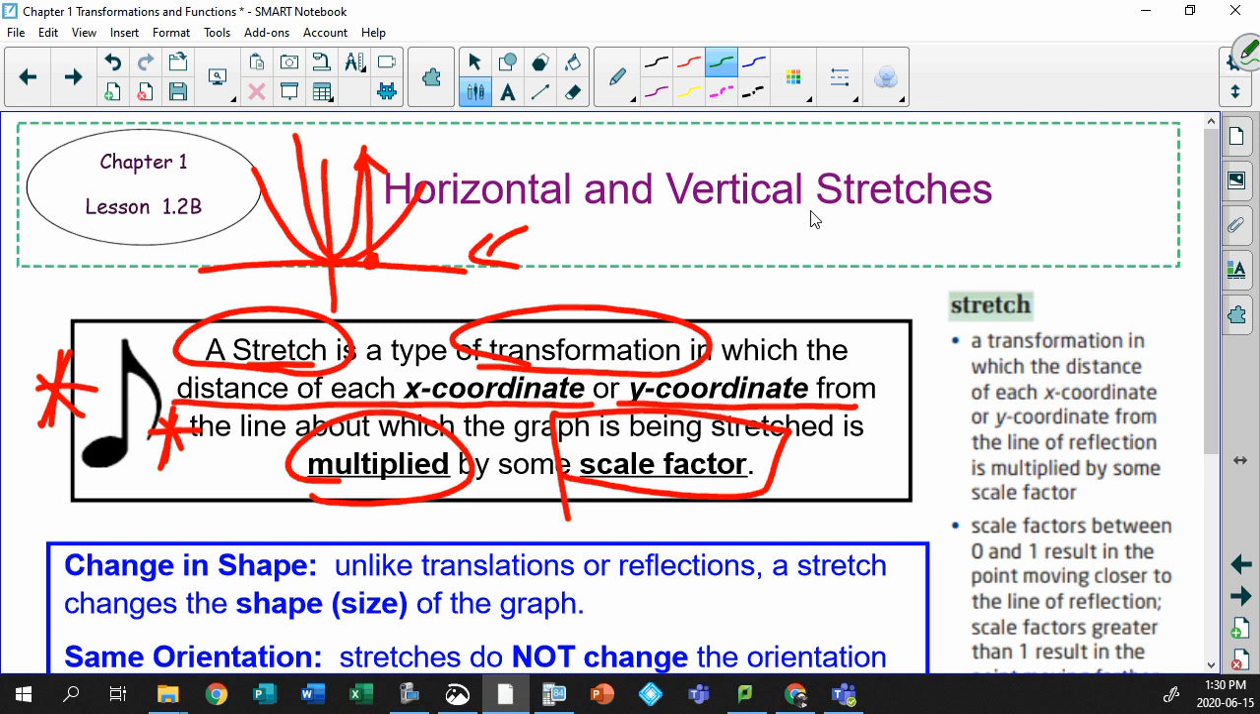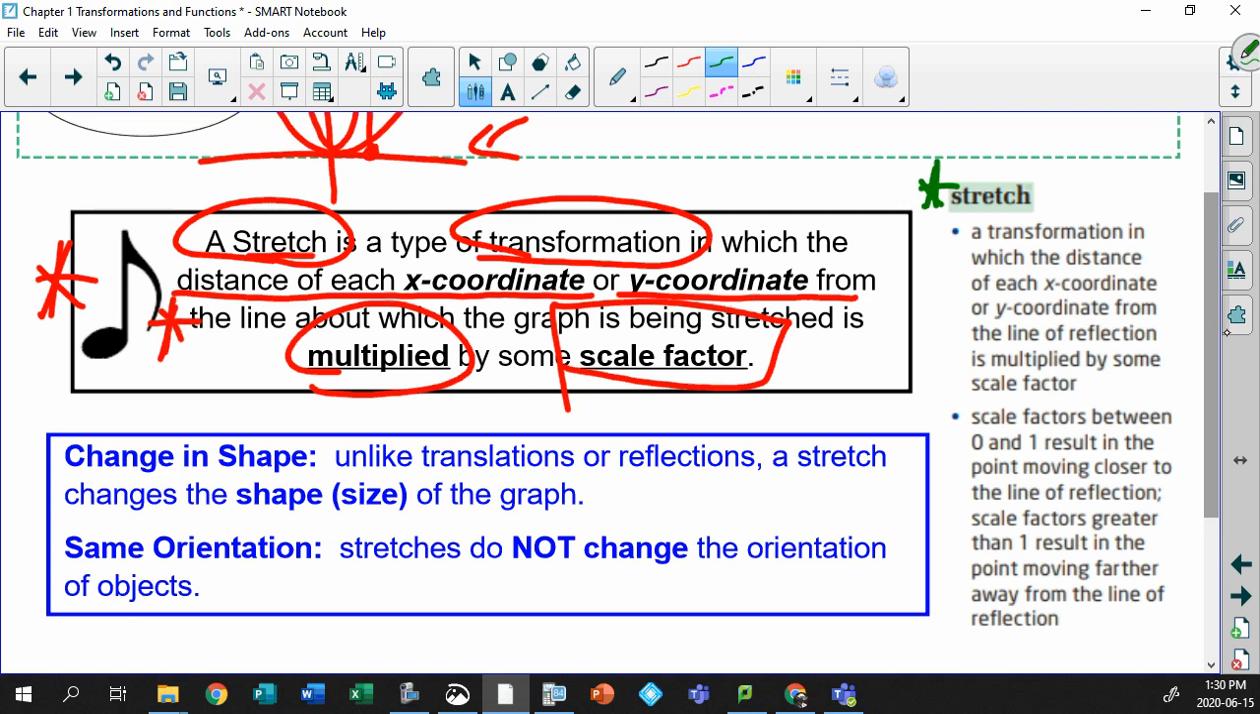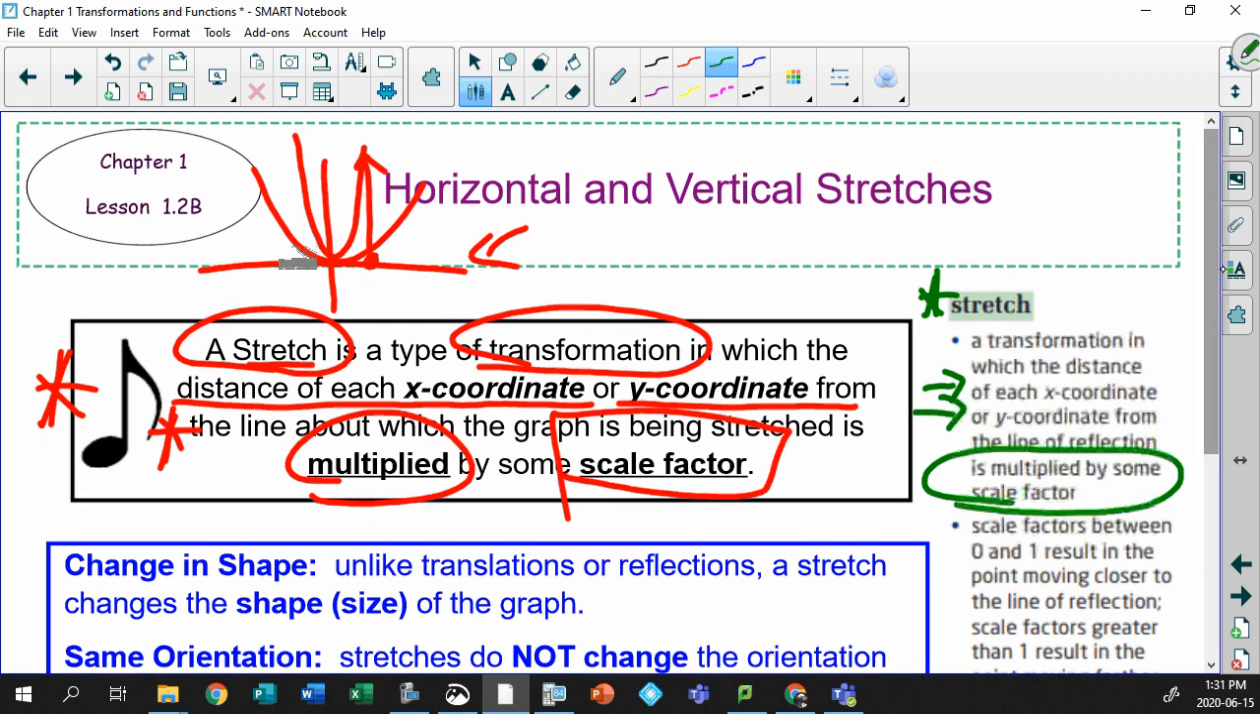I kind of like the definition that was in your textbook. Take a look at this. It says a stretch is a transformation in which the distance of each x, so if it's an x, that's horizontal, if it's a y, it's vertical, from a line of reflection is multiplied by some scale factor. Now, you're probably saying, what? Line of reflection? Well, think about it. If this was reflected, it would be from that line. See what I mean? So that means your scale factor is in that direction, away from this original line. Aha! Now you see what I mean.